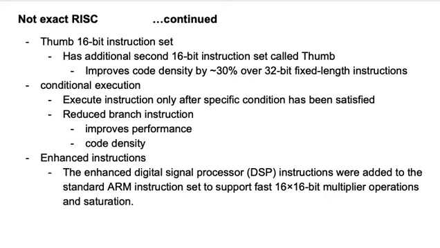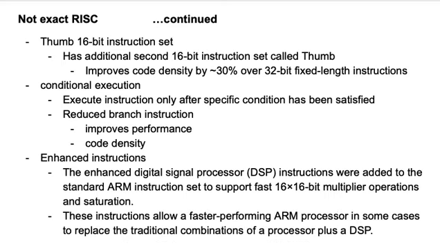In terms of the enhanced instructions, there are multiple operations that a processor has to execute for digital signal processing. These instructions are added as a part of the ARM instruction set, and thus they support fast 16 cross 16 bit multiplier operations. These instructions allow the ARM processor to perform much faster than the traditional combinations where the DSP is separate from the processor itself.